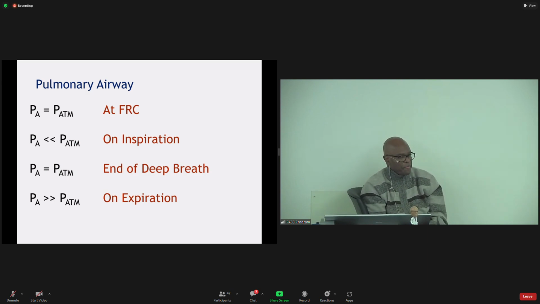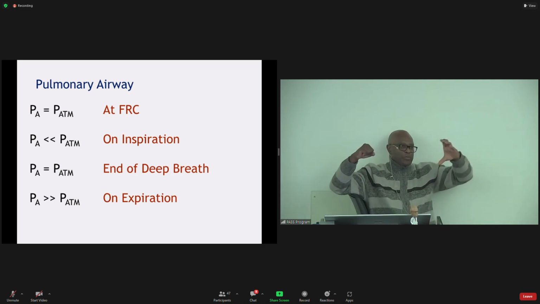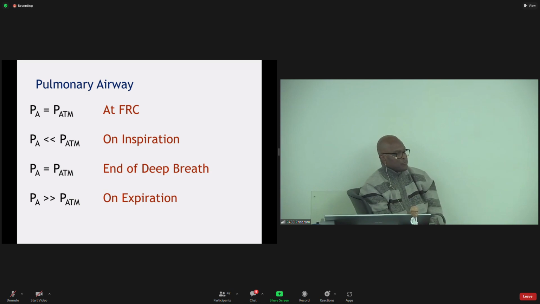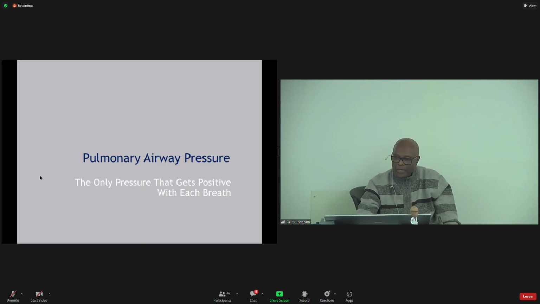So in other words, the airway pressure is the only pressure that gets positive with each breath. Very important to know, folks, because remember, vasculature and pleural space pressure stay negative with each breath. They never get positive. Getting positive will kill you. But your airway pressure is allowed to get positive because you give me a net vacuum of minus 25, I give you a bubble of positive 25. You give me a minus 30, I give you a 30. That's how you get more air into your lungs. Take a deeper breath. So pulmonary airway pressure is the only pressure that gets positive with each breath. Everybody clear about that? The other two stay negative with each breath.